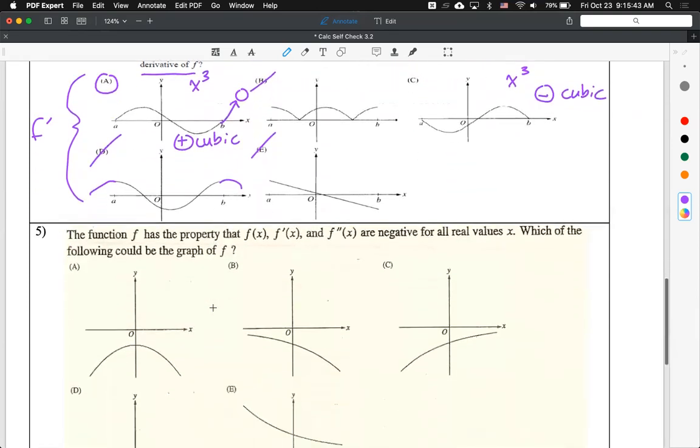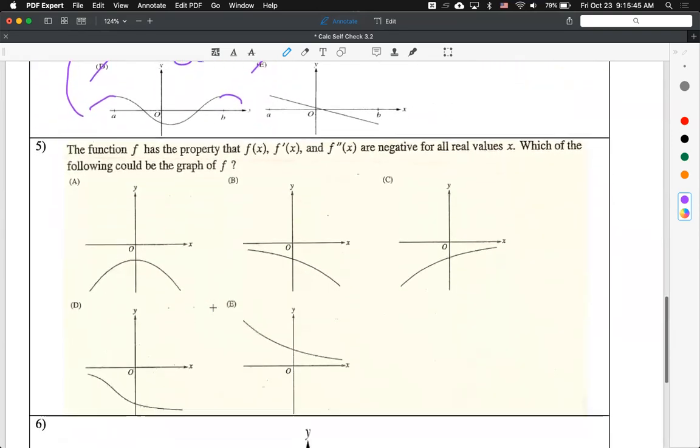All right, we're on number 5, and I have to kind of rush through this. We get out at 9:17. I have a minute and 10 seconds. We have the property that f double prime, and f single prime, all of these things are negative, which means I should be going down for all values. Notice how A is going up right here, so it's not A. B is going down, C is going up, D is always going down, and E is always going down.